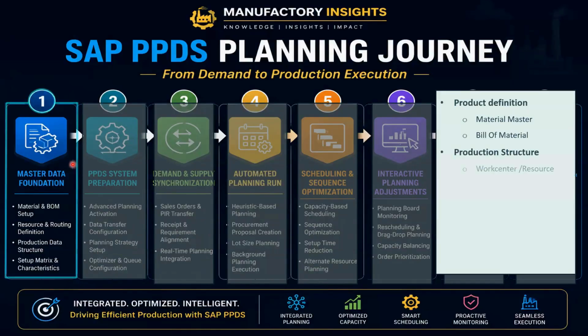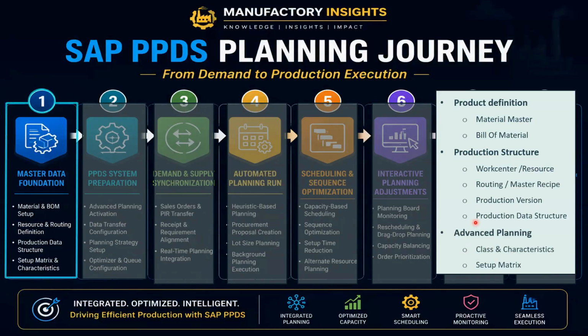The first section is master data foundation. The master data foundation comprises three different categories. One is the product definition, which covers material master and the bill of material. The second covers production structure, which comprises work center or the resource, routing or master recipe, production version, and the production data structure.